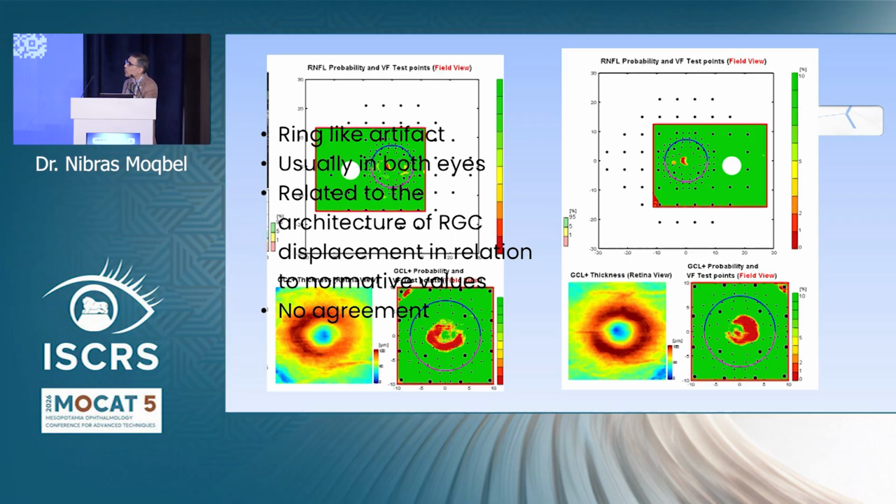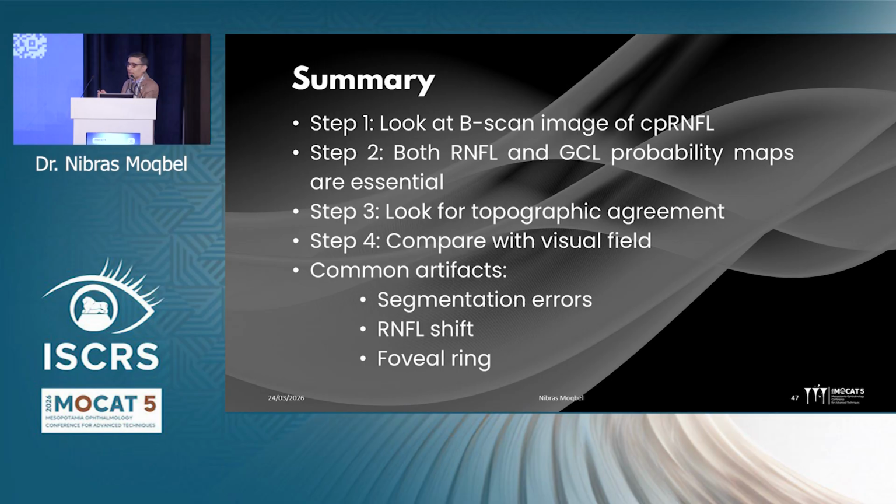In summary, we have 4 steps. Look at the B-scan, look at both nerve fiber layer and ganglion cell layer, look for topographic agreement and compare it with the visual field. And we covered 3 types of common artifacts in the OCT in glaucoma cases.